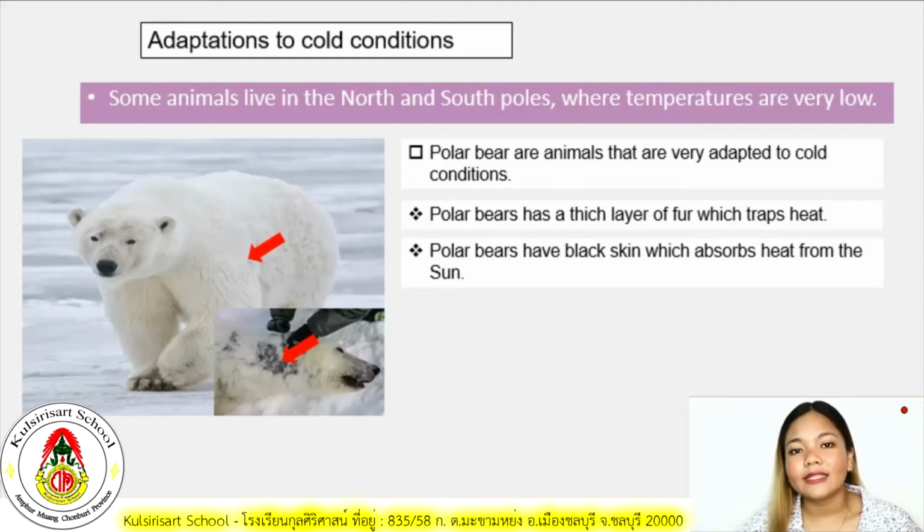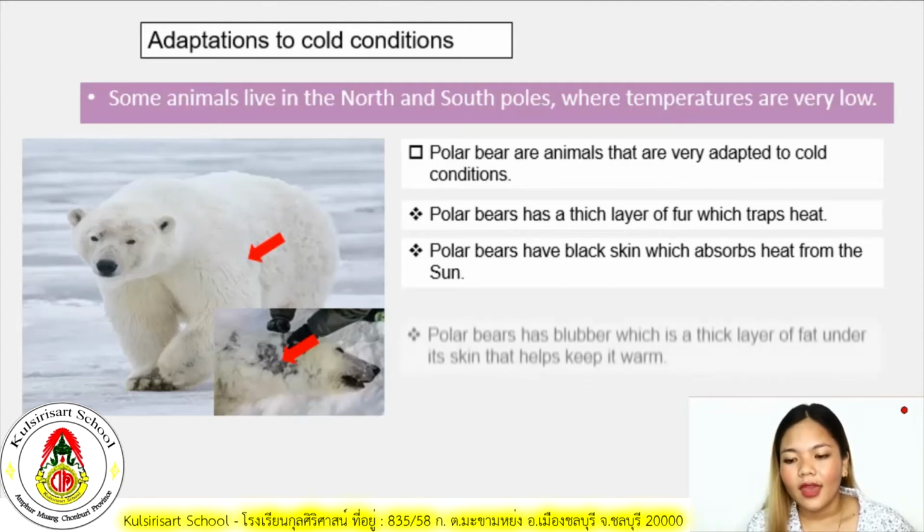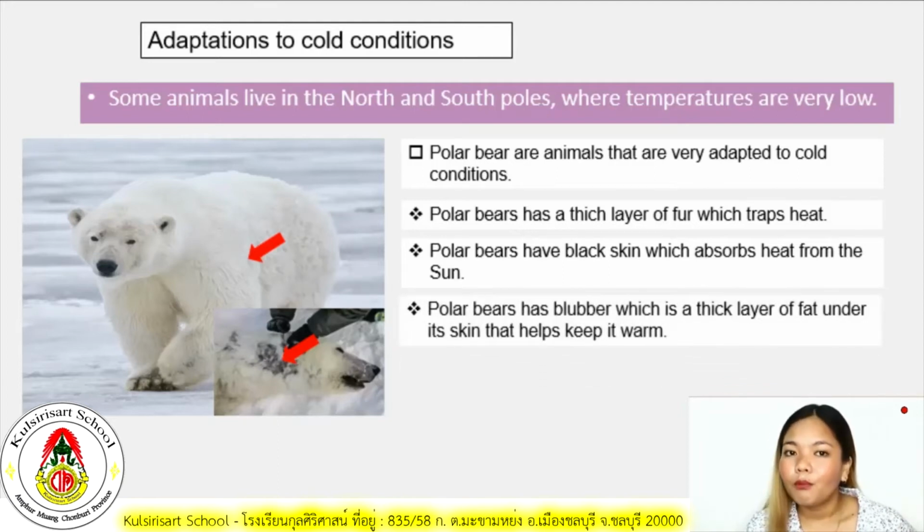Now, this black skin of a polar bear is actually what helps it trap heat, or absorb heat to its skin, to its body to keep itself warm. And the next one is that polar bears have a blubber, which is a thick layer of fat under its skin that helps it keep warm.